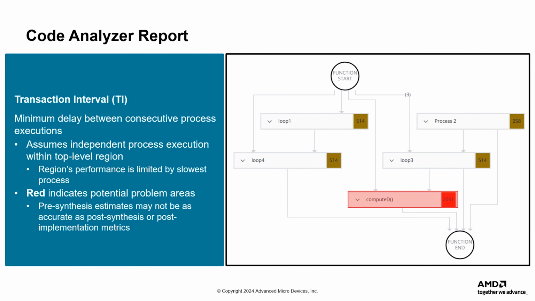The transaction interval reported in the process section is the minimum delay between consecutive process executions. It is important to remember that Code Analyzer operates under the assumption of independent process execution within the top-level region. Consequently, the region's performance is constrained by the slowest process, which corresponds to the process exhibiting the largest estimated TI and is highlighted in red. Red indicates problem areas of the design.